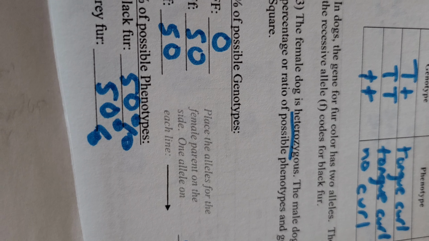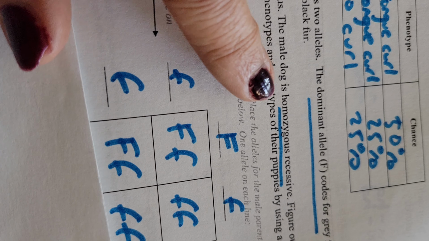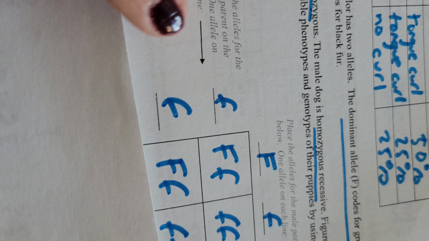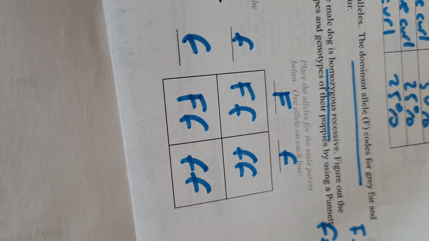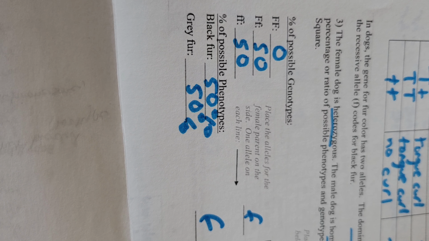For number three, I underlined the female's hetero, the male is homo recessive. So she is big little, he is little little. So this is what your punnet should look like. And that would give you 50-50, black fur, gray fur.